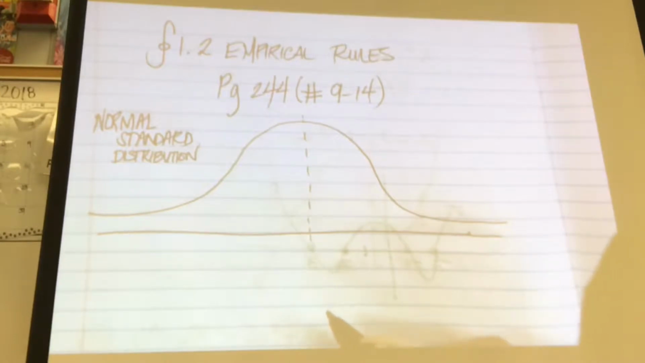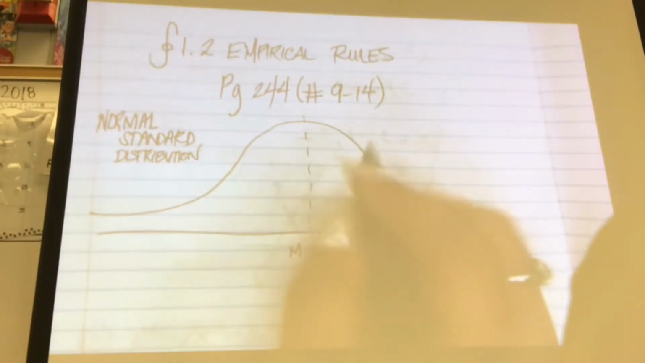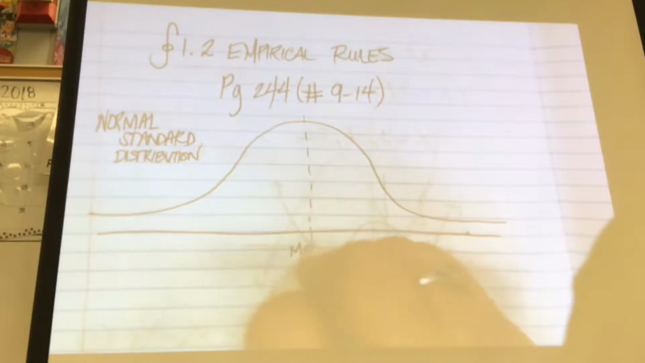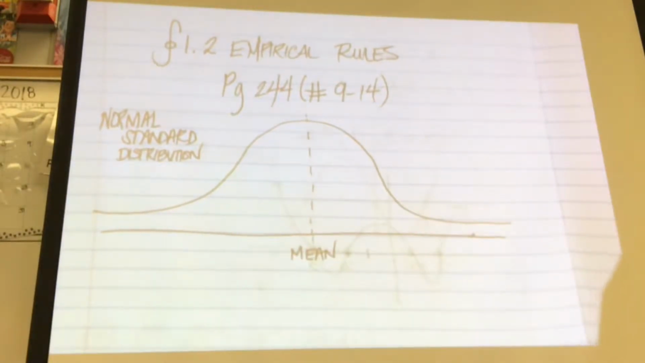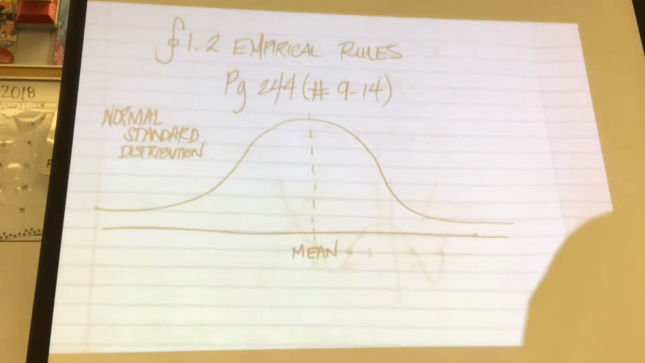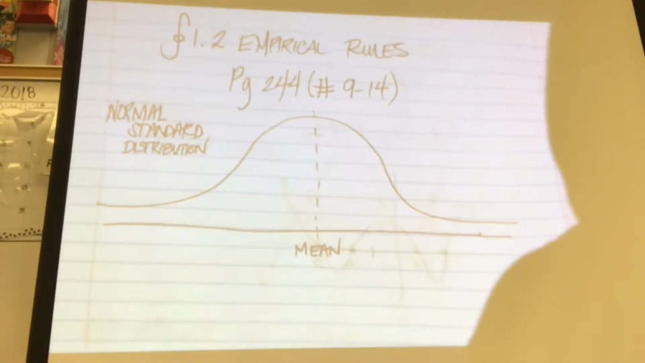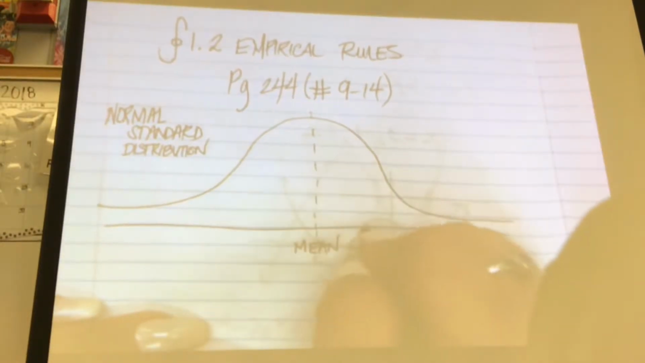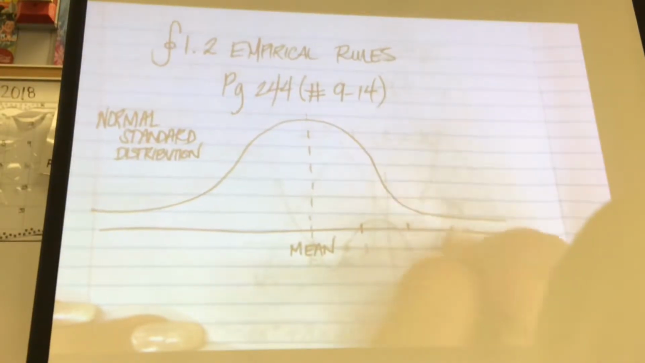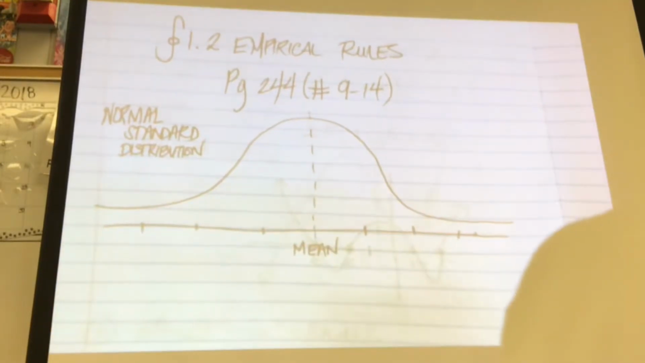What's the number in the middle of the bell curve called again? Don't yell it out. It is called the mean. Kathleen, how many standard deviations do we typically go to the right and to the left? 3. Very good. So 1, 2, 3.